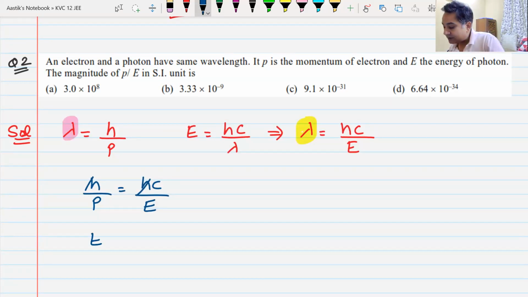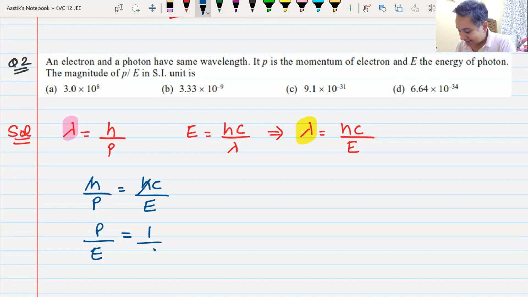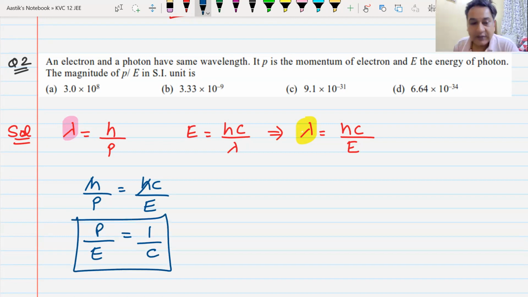What we have to calculate? Ratio of magnitude of P by E. I was calculating E by P. P by E becomes 1 by c. And that is the answer, my dear friends. Do we understand this? Yes or no?